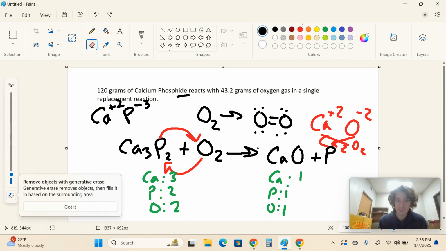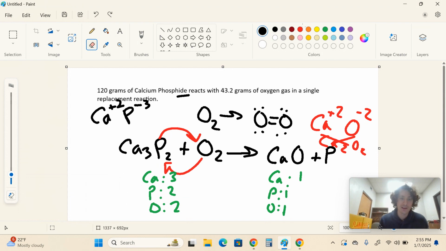If I put the 3 there, oh, it's an eraser now. Hang on, I switched it. I'm trying to be fancy with my pen, and I ended up, where'd it go? Come on, where'd you go? Oh, there you are, okay.